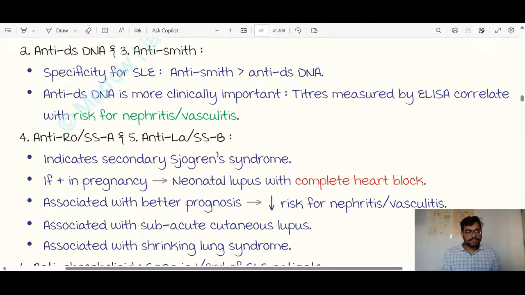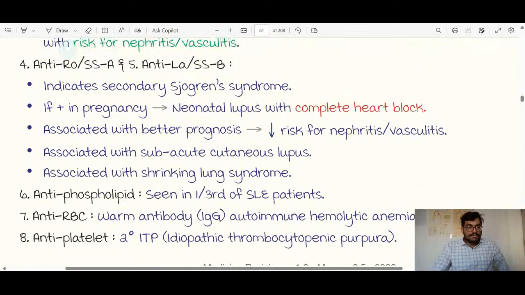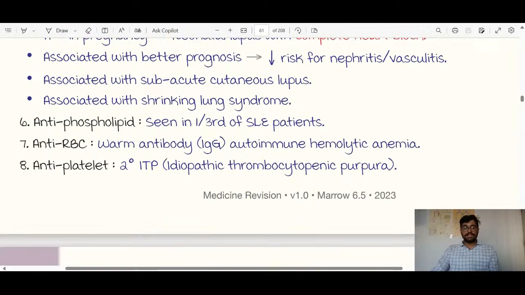Anti-Ro SSA is the fourth type of antibody, and anti-La SSB is the fifth type. Now what is this indicating? Indications: secondary Sjogren syndrome; if positive in pregnancy, neonatal lupus with complete heart block; associated with a better prognosis and decreased risk of nephritis and vasculitis; associated with subacute cutaneous lupus; associated with shrinking lung syndrome. Very important for diagnosis.